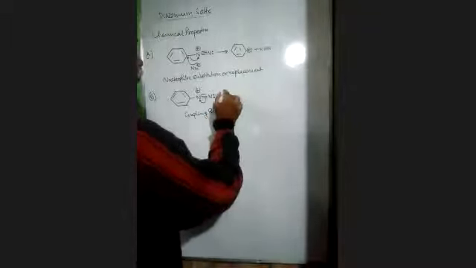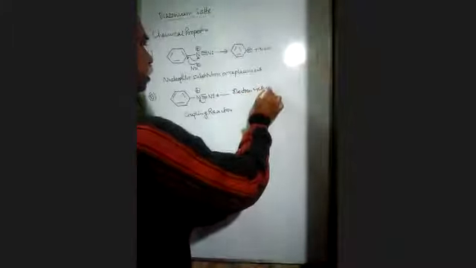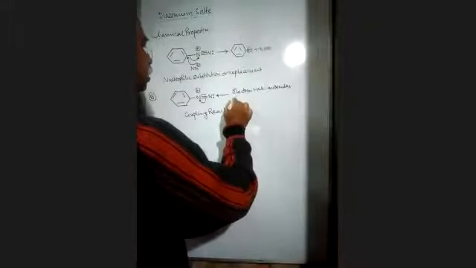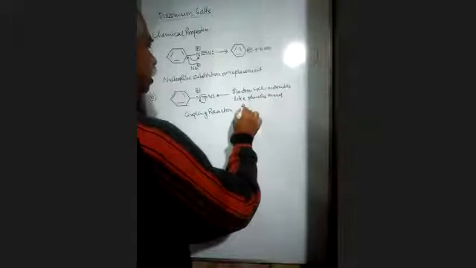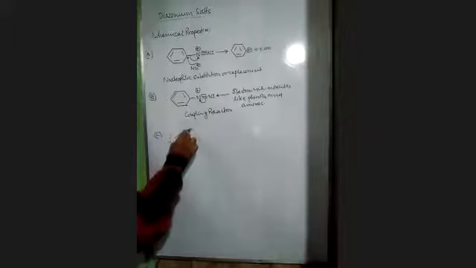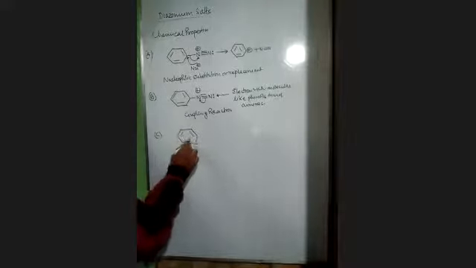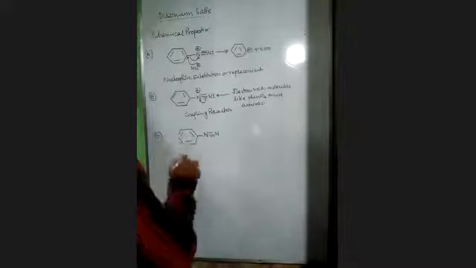So who is going to supply? Electron-rich molecules like phenols, and any compound which has multiple bonds, or a carbon-carbon bond, carbon-oxygen bond, carbon-nitrogen bond, nitrogen-nitrogen bond, they will always undergo addition reactions. Okay? So, it will undergo.